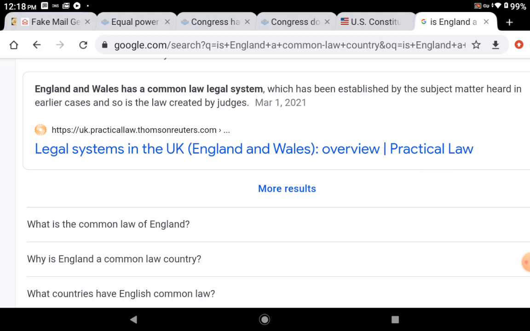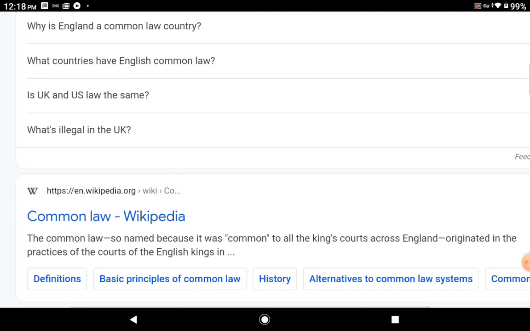Well, I'm sorry, the United States could never have borrowed English common law because judges don't get to make law in the United States. Do you understand? We did not borrow the English common law. That is not what common law is. Lord have mercy. Ladies and gentlemen, the common law was not borrowed from England. It has nothing to do. It says the name so named because it was common in all the king's courts across England.